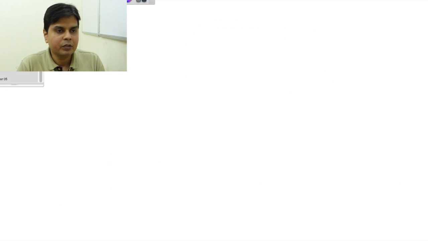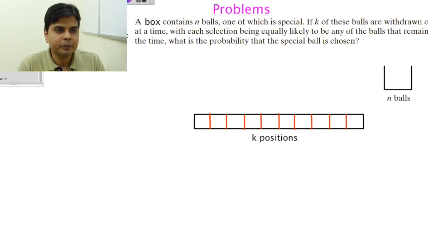Now let's see another question. In this question, a box contains n balls. Okay, this box is containing n balls, one of which is special, maybe golden or whatever. If k of these balls are withdrawn one at a time, with each selection being equally likely to be any of the balls that remain at the time.